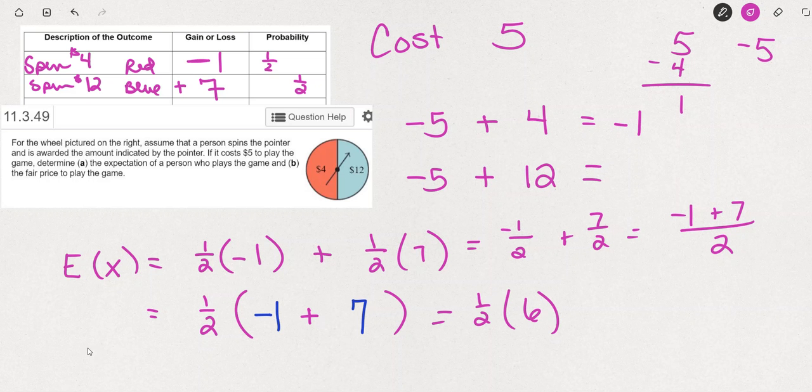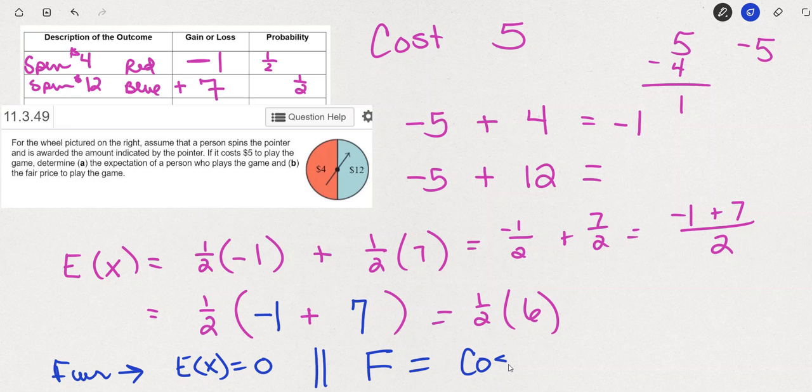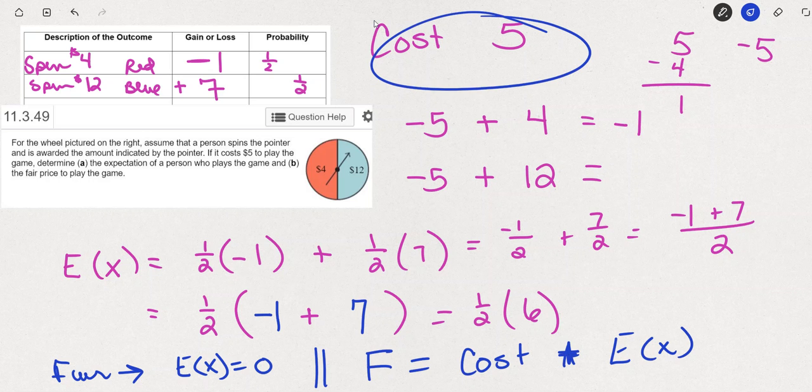And then to get the fair price, remember the fair price is that price where everyone breaks even. So in other words, fair price is when the expected value comes out to 0. And the formula that we can use is fair price is equivalent to the cost plus the expected value. So once you have the expected value, and we know that the cost is $5, when we add those, we'd be able to get the fair price.